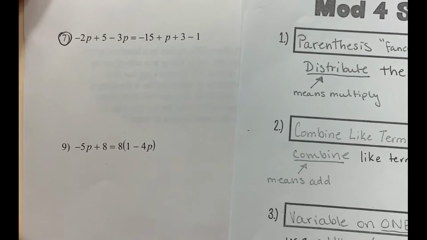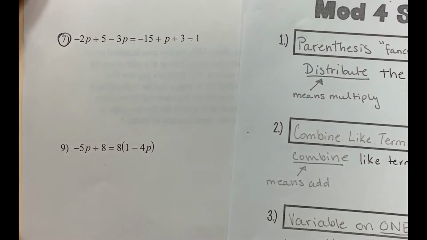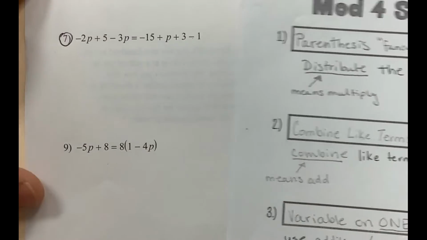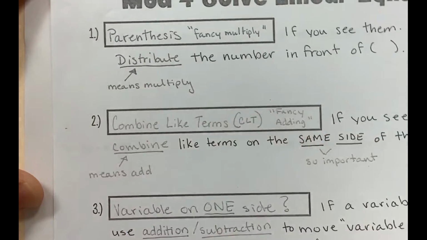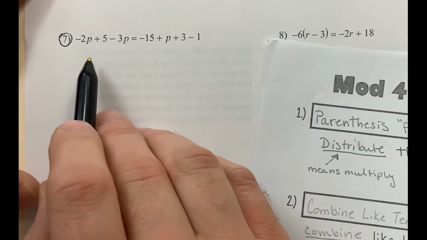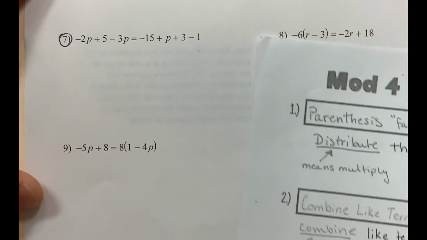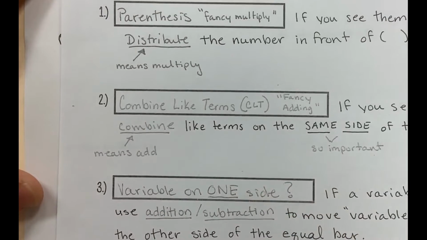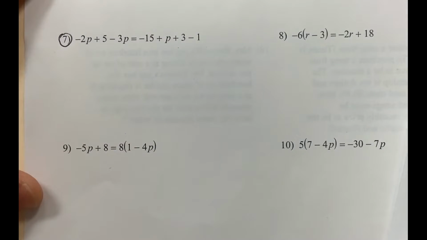Here we go. Number 7 is gonna be the first one I'm going to do. Again, it may look complicated. I will just follow my guidelines. Guideline 1, parentheses. Do I have any? I do not. I can skip this step. My life's easy. 2, combine like terms. Always make sure we're on the same side when we're combining like terms.